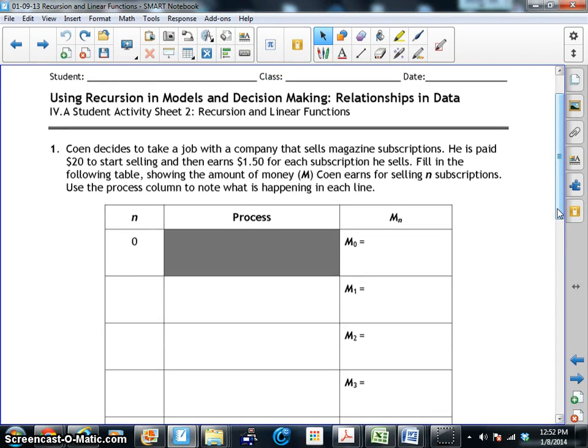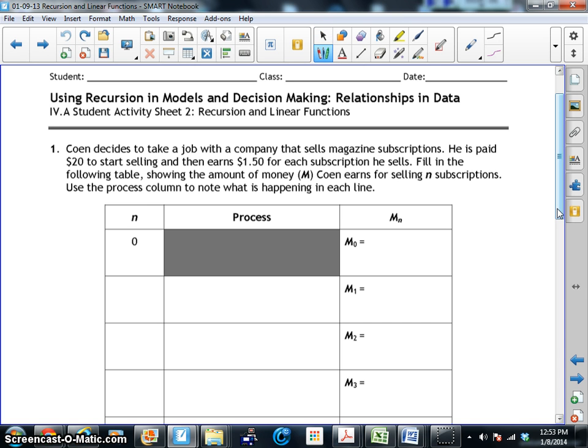This is still recursive and linear functions. So now we already went through the Fibonacci sequence. If you didn't see that video yet, you have to go back and watch that before you watch this one. It's really important so that way you understand what a recursive algorithm is and everything else. So this is what we do from right here.